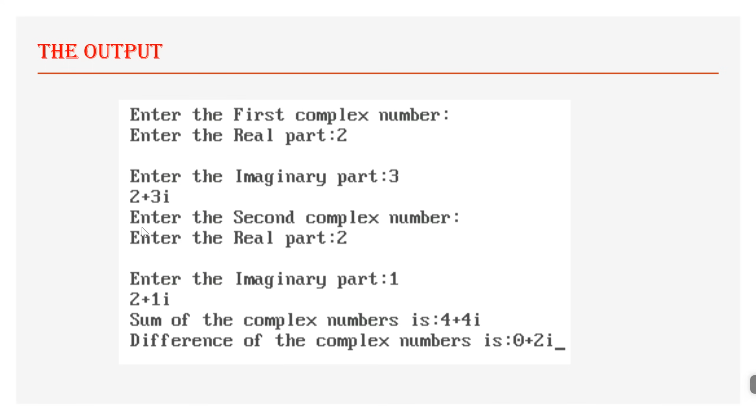So when you say enter the second complex number, it goes to the function wherein you are entering the real part as 2 and the imaginary part as 1. So 2 plus 1i is the second complex number. Now after addition, the output becomes 4 plus 4i, and after subtraction, the output becomes 0 plus 2i. So this is the output.